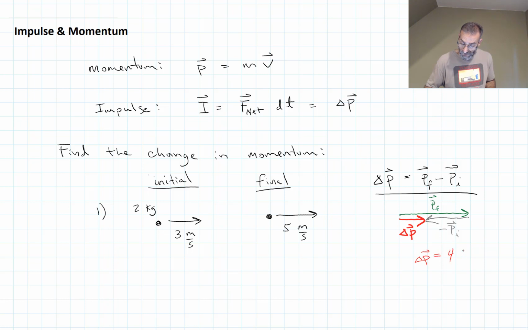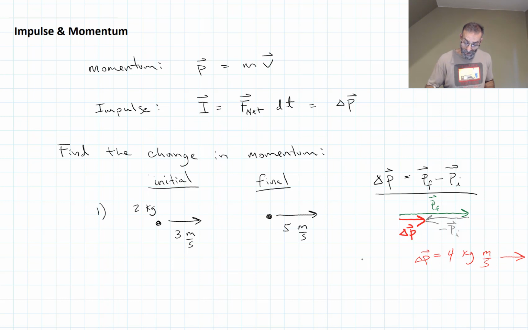4 kilogram meters per second to the right. Remember, delta P is also a vector quantity. It needs units for sure, and it needs a direction associated with it. That's doing the graphical approach, but we could have done it just with an equation.